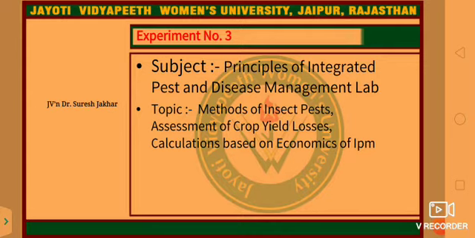And then the economic threshold level. What is the economic threshold definition? It is the population density at which control measures should be determined to prevent an increasing pest population from reaching the EIL.